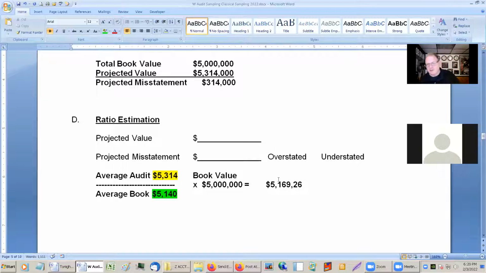Now it might be 261 because my calculator looks like this, so it's a very limited calculator. So it might be 5,169,261. I'm not sure. Okay, so this will be a projected value. It's not going to make any difference. Immaterial. All right, so this will be our projected value.